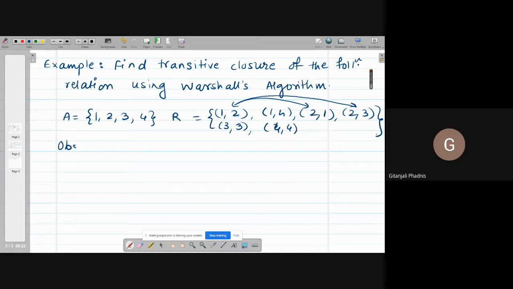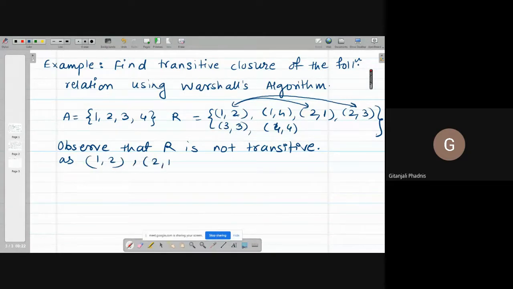So observe that R is not transitive. One counterexample is enough to contradict it, as (1,2) and (2,1) belong to R, but (1,1) does not belong to R. You have two more examples like this, but one is enough to write.